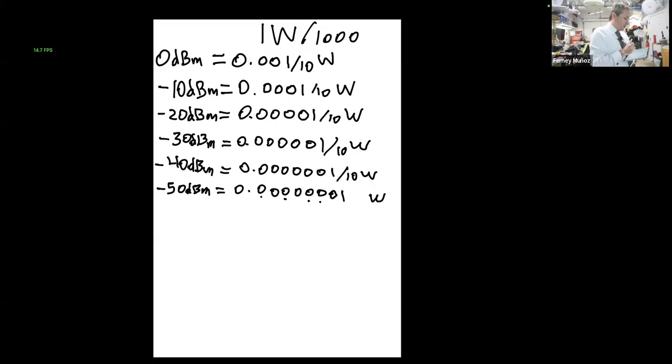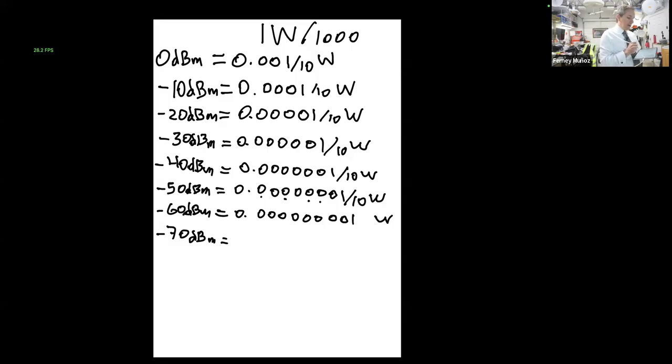We go down 10 more dB to minus 60 dBm. What does minus 10 mean on the other side? Divide by 10 again. Now I have a tenth, a hundredth, a thousandth, 1/10,000, 1/100,000, 1 millionth, 1/10 millionth, 1/100 millionth, 1 billionth of a watt. Go 10 more dB down, minus 70 dBm. And I'll stop right here because Alejandro's getting impatient.